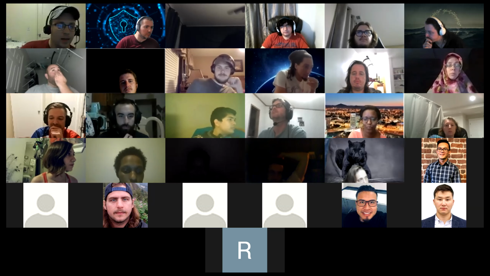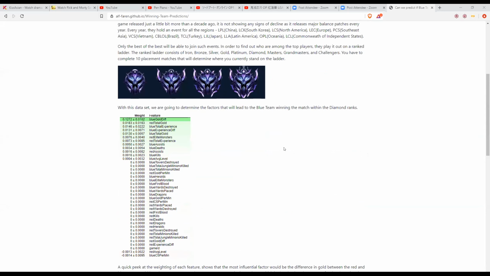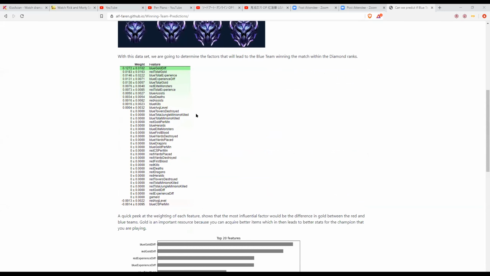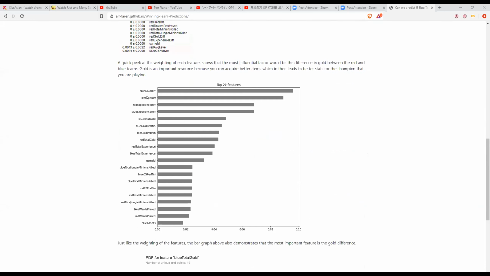Okay. So basing my data set on the public game called League of Legends, and seeing if, within the diamond ranks, the blue team is winning. So a quick look at the weights. It seems that the gold difference between the two teams is the most weighted on which team will be winning, as shown here as well for the top 20 features. It's definitely going to be the gold, as gold is the most important resource next to experience, since more gold equals better items.